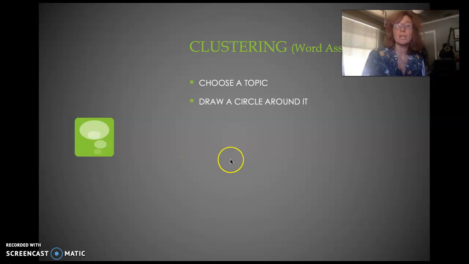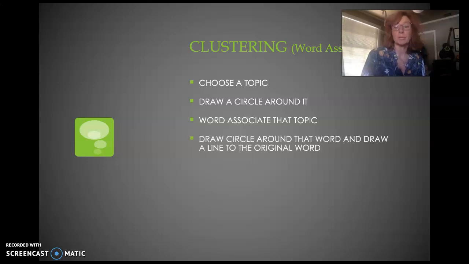So basically, you will choose a topic. You're going to draw a circle around that topic, and then you word associate from that topic. And then you draw a circle around that word, and you can basically word associate from that word.